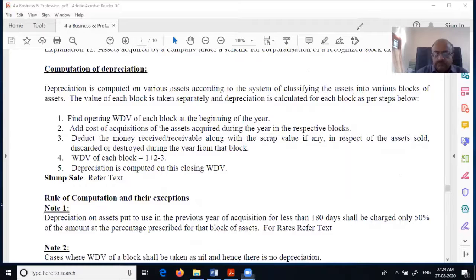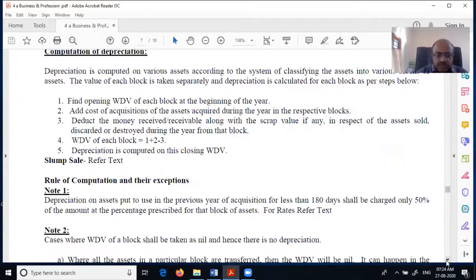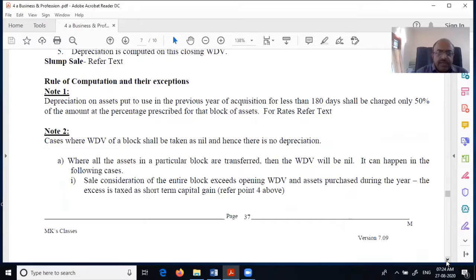There are certain situations under which, now see, the WDV of the block is taken as nil, where there is no depreciation. That is where all the assets in the block are transferred, then WDV will be nil. It can happen in the following cases. Sale consideration of the entire block exceeds opening WDV and assets purchased within the year. The excess is taxed as short-term capital gain.